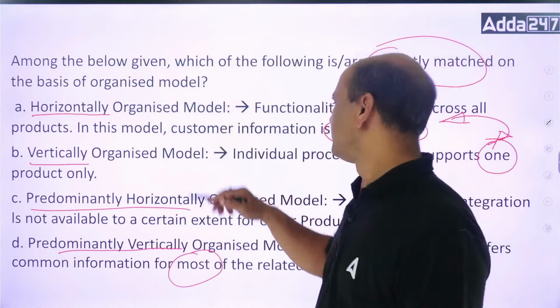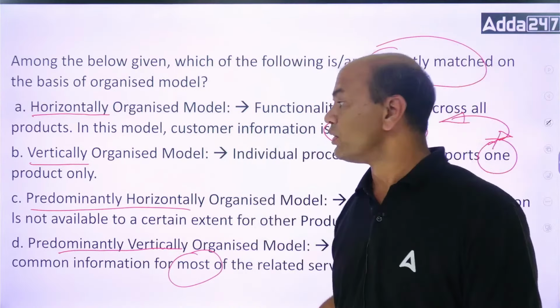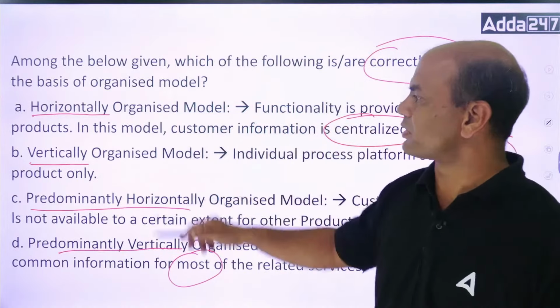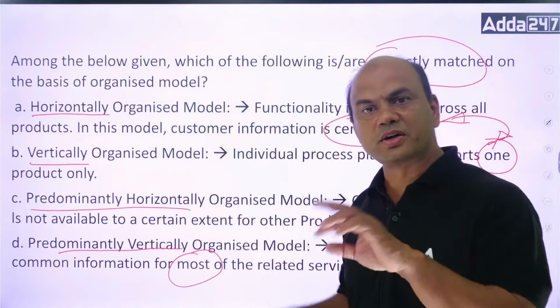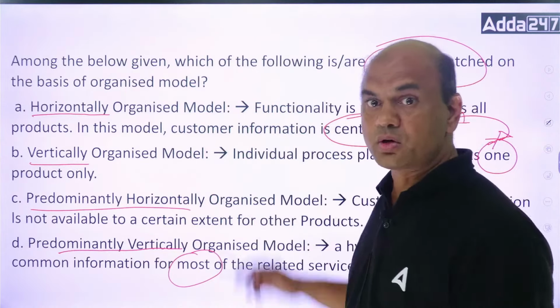Horizontally organized model means individual process platform supports one product only. Vertically organized model means functionality is provided across all the products. They are reverse of each other. So that's why these are not correct. You want correctly matched.